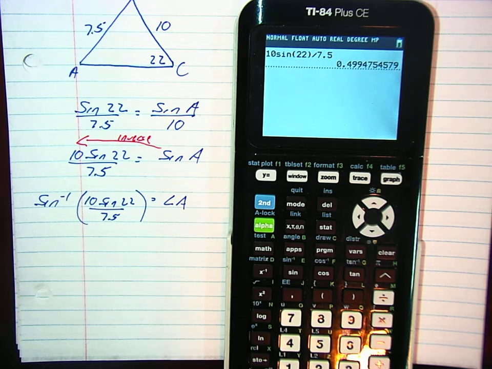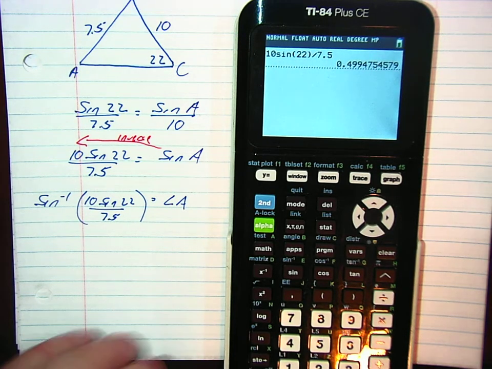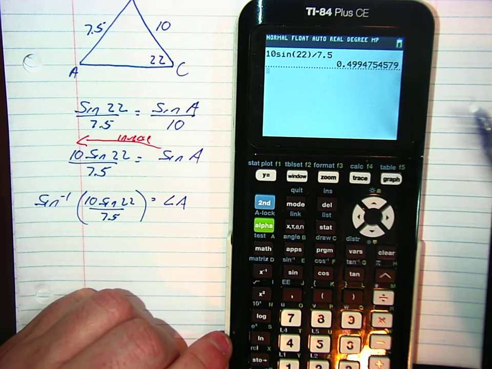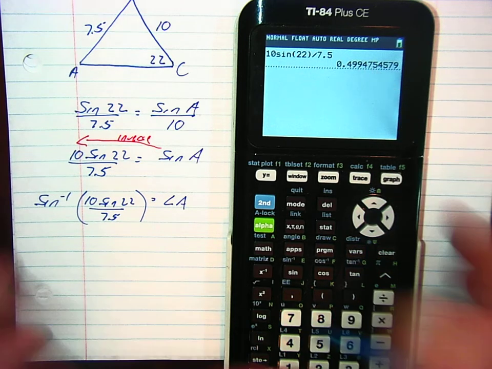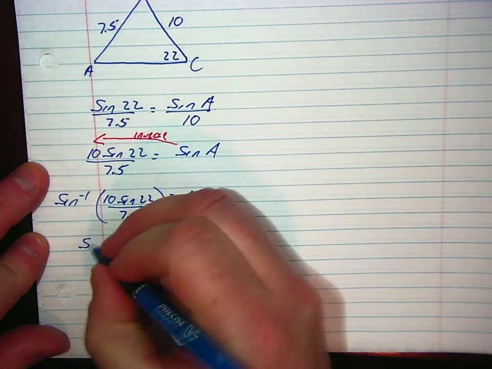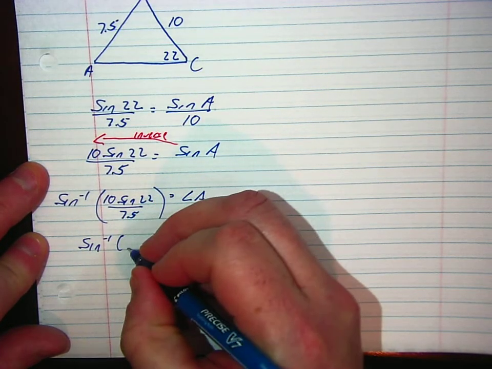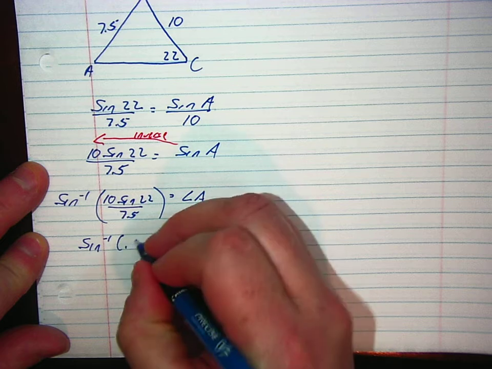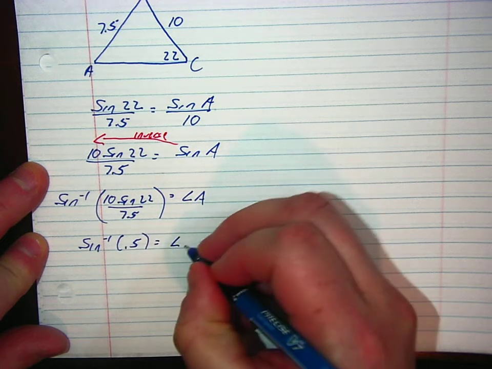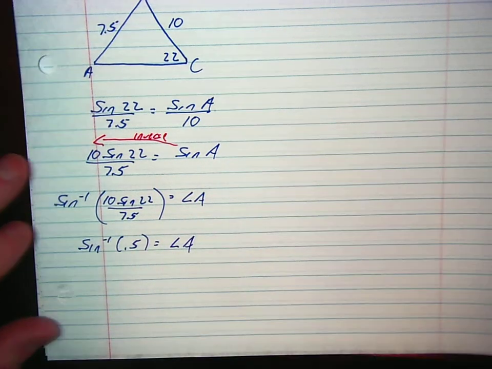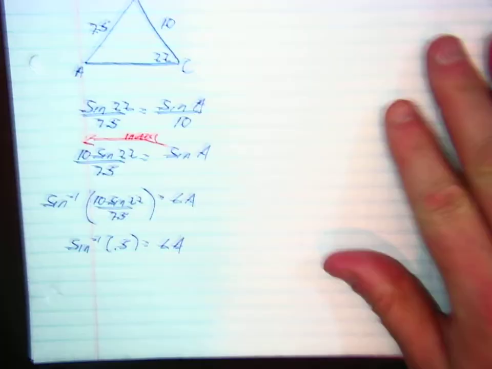But for the purpose of the lesson, I'm going to, so I can show you something that I know you already know. So this is about 0.5. It's pretty close as we're going to get. So I'm going to put a 0.5 here. So the inverse sine of 0.5 equals angle A.